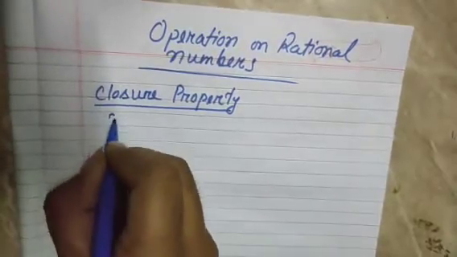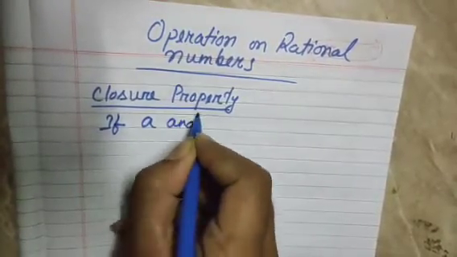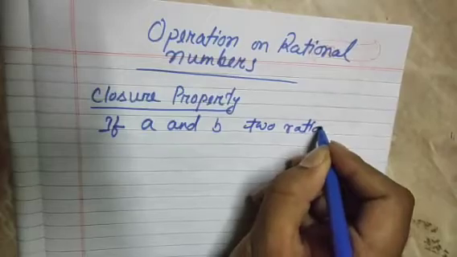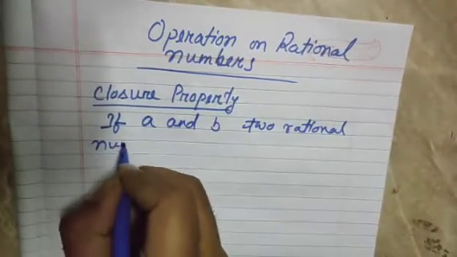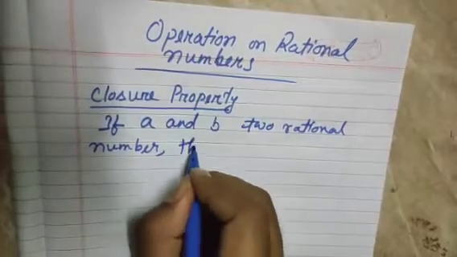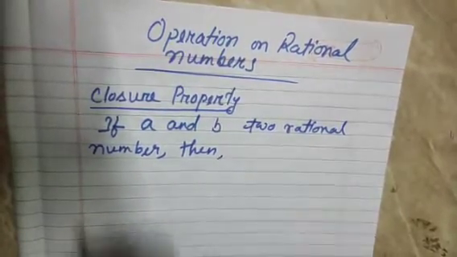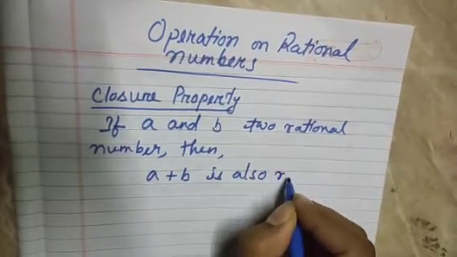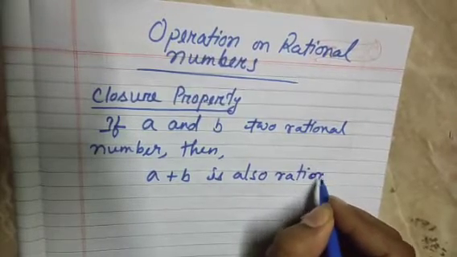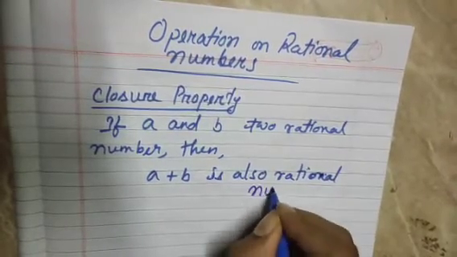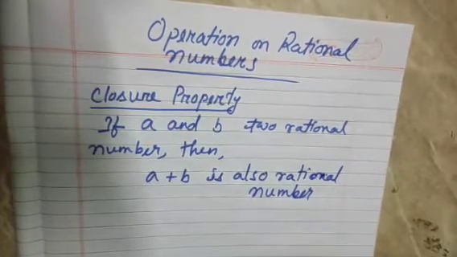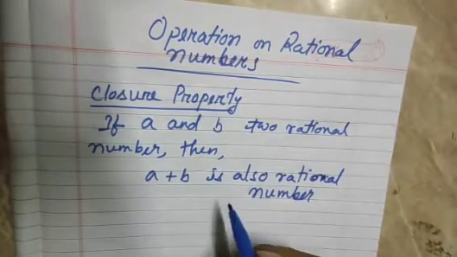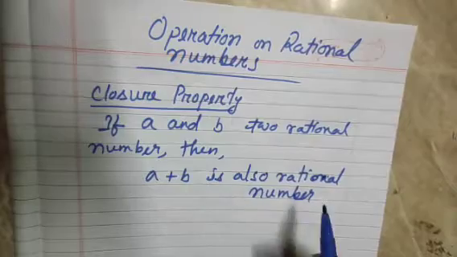That means if a and b are two rational numbers, then the sum a plus b is also a rational number. That means when we sum two rational numbers, if a and b are two rational numbers, then the sum of a and b, that means a plus b, is also a rational number.